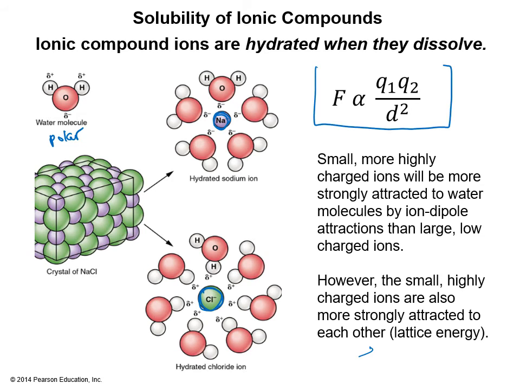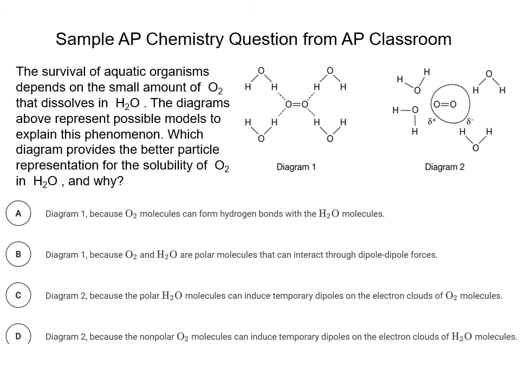We can use Coulomb's law up here. Force is proportional to the charge. Remember, Q is the charge, and D is your distance. So the more highly charged the ion, the more strongly attracted the water molecules will be by ion-dipole attractions. And this will be greater than if we have large low charged ions. However, the small highly charged ions are also going to be more attracted to each other by lattice energy.